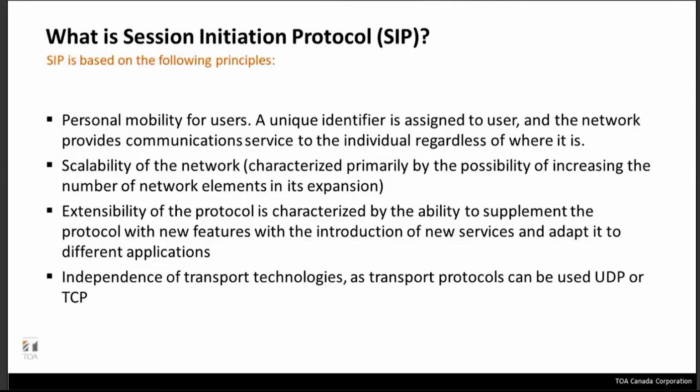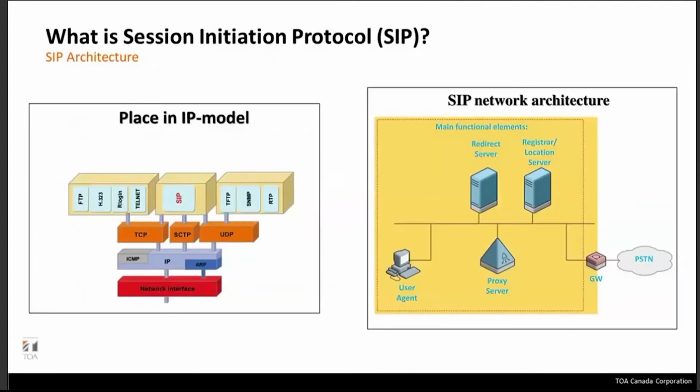The way SIP communicates is regardless of the transport layer, UDP or TCP; it doesn't care. If you look at the architecture of the SIP protocol, you can see that SIP sits on top of TCP, UDP or SCTP. TCP, UDP, and SCTP are the transport layer.